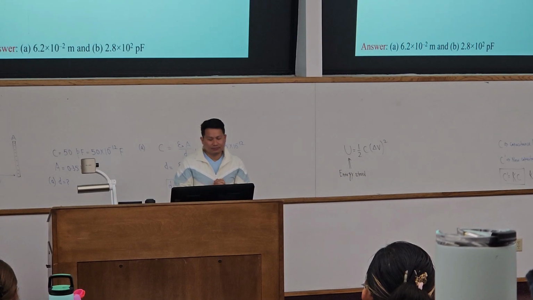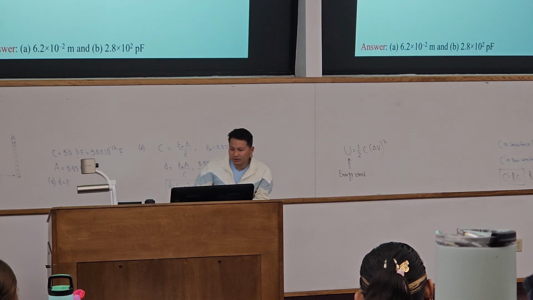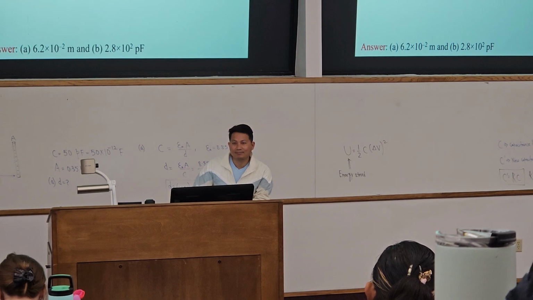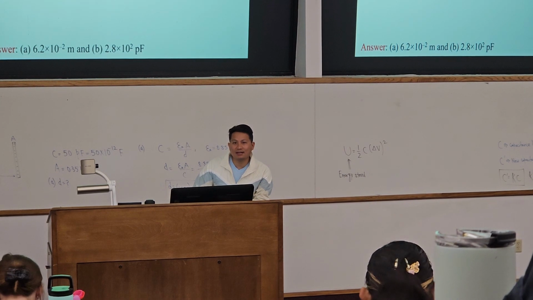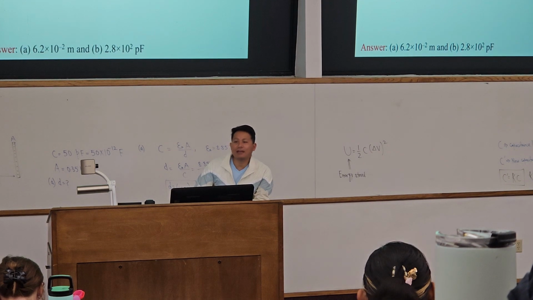In part B, the region between the plates is now filled with a material having a dielectric constant of 5.6. You introduce a dielectric material now. What is the capacitance value?